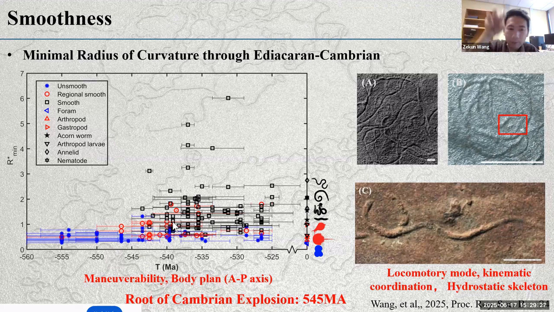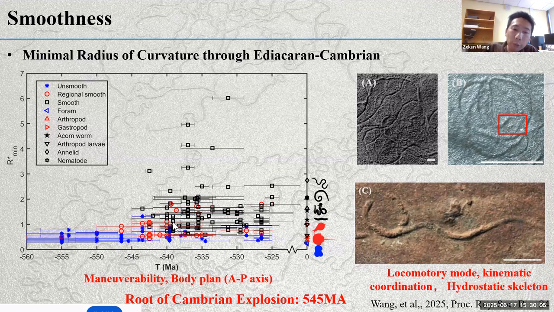But approximately after 540 million years ago, regionally smooth trajectories appeared. These trajectories should be left by organisms with an anterior-posterior axis, with musculatures, and also kinematic coordination of the muscles and hydrostatic skeletons to help them maintain direction, at least locally. They can be, for example, some short-bodied arthropods or short-bodied mollusks.